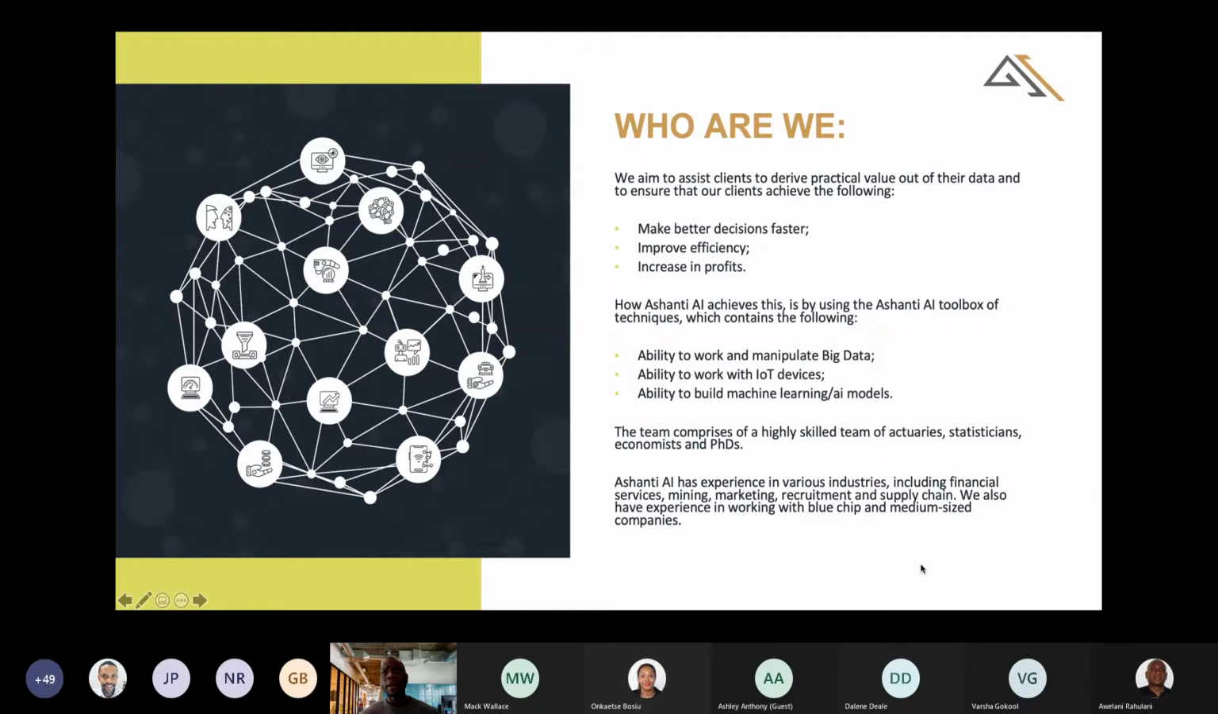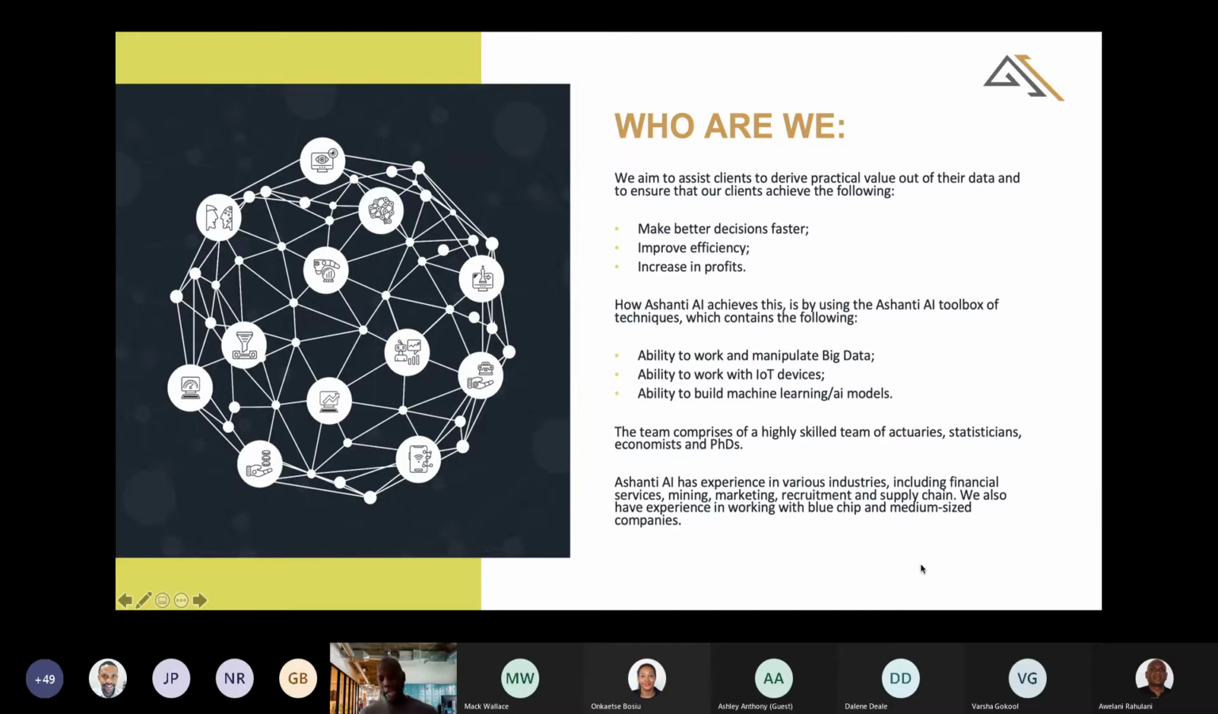From a team perspective, I'm an actuary by profession with more than 10 years experience in the financial services industry. We've got statisticians and PhDs in our team. We've worked with different companies, from your blue chip companies to your small companies, in both financial and non-financial service industries. How we come across in the market is that we've got our own proprietary products that we're developing, or we develop proprietary solutions for our clients.